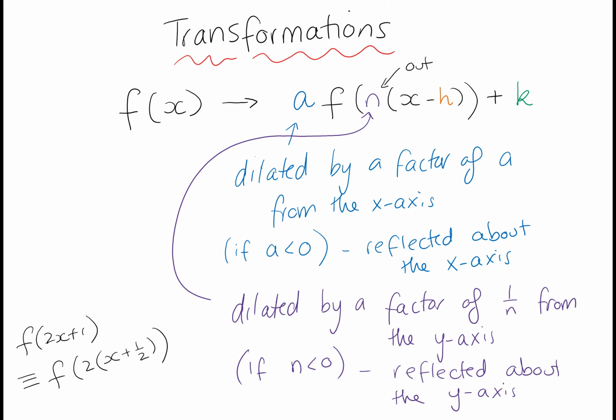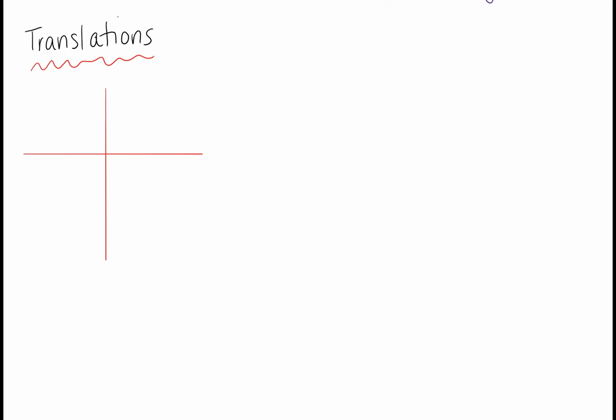You'll also notice, as I said, the general equation has a minus in it. So if I see a plus, I must have been taking away a negative. So always do the opposite of what you see for that translation there. So in this case, it's been translated h units in the positive x and k units in the positive y. Let's talk about some translations, and we'll start with translations in the x.